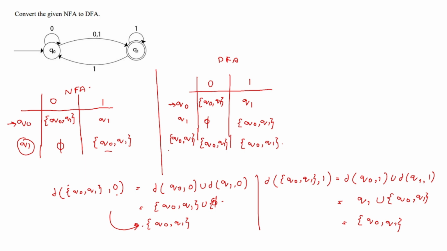We didn't get any new states here, because the two states we have here, Q0, Q1 and Q1, we already have. So here we end our construction of the DFA.